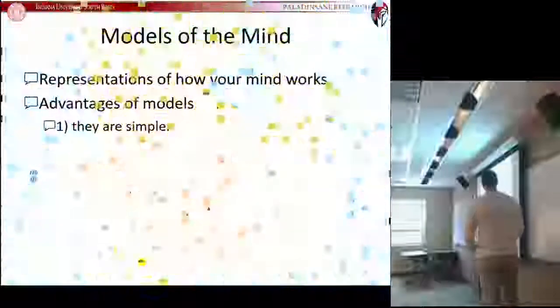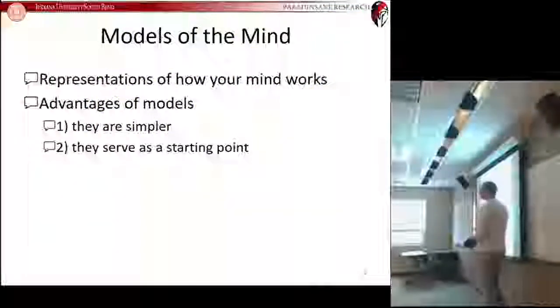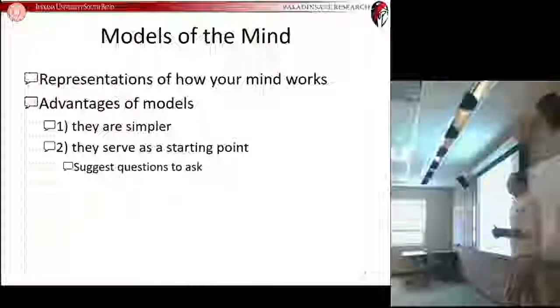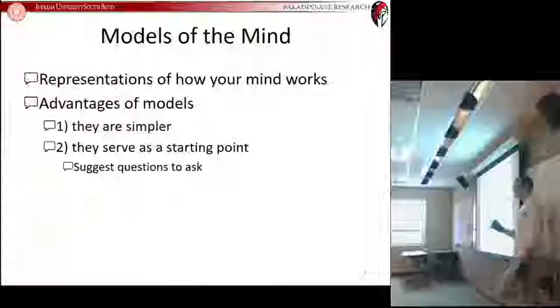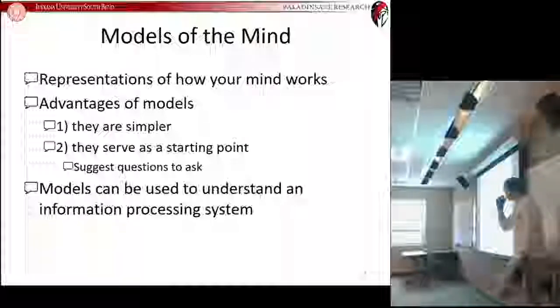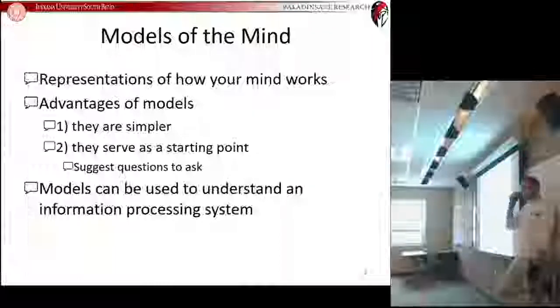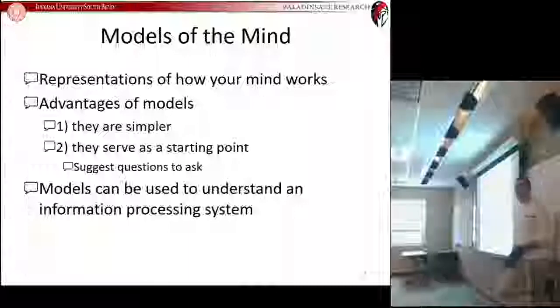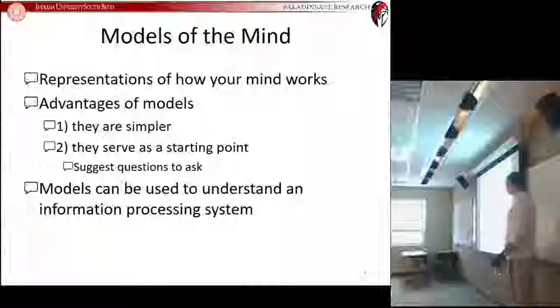So we're going to use models because they're simpler, and we're also going to use models because they serve as a starting point and they suggest questions to ask that you might not have thought to ask previous to those models. So these models can be used to understand an information processing approach, both by being simpler and also by allowing you to ask the right questions. They push you in the right directions. They enable you to get insights that you might have missed in the more complicated version of the actual system.